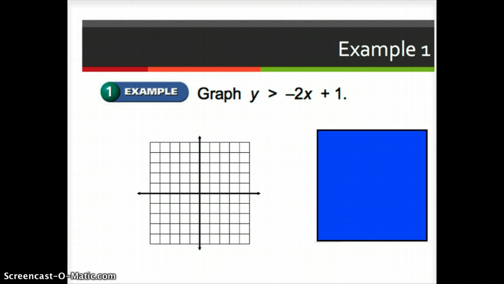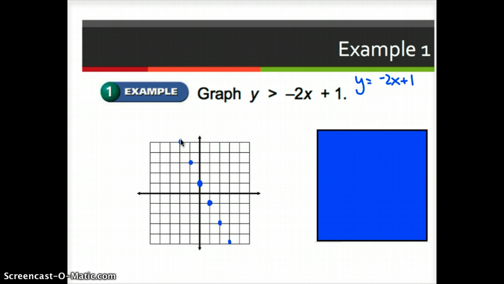So we're going to start by graphing y equals -2x plus 1. I've got my y-intercept on my graph. That's at 1. I'm going to rise then run on my graph. So down 2 over 1, down 2 over 1, down 2 over 1. And I'm going to go ahead and fill up this whole plane because that's going to make it a little bit easier.